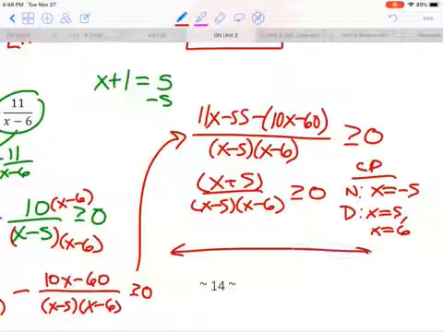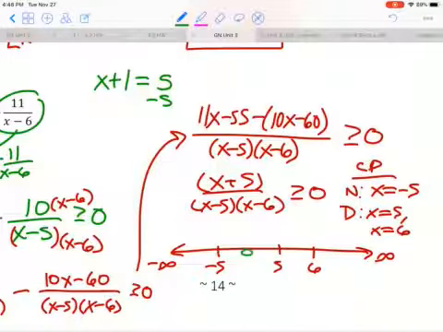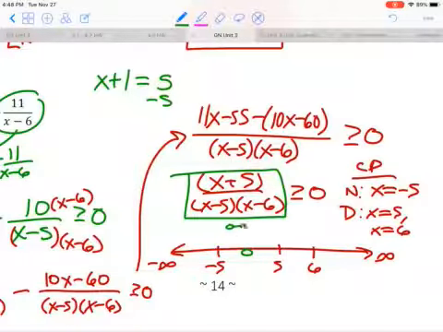So we're going to have a lot of numbers on the number line. We have negative 5, that's the smallest, then 5, then 6. And we're going to test these. I'm going to test 0, which is right here, and I'm just going to use this last equation. So 0 plus 5 over 0 minus 5 and 0 minus 6. So we get 5 over, let's see, yeah, 5 over 30. And it's positive.